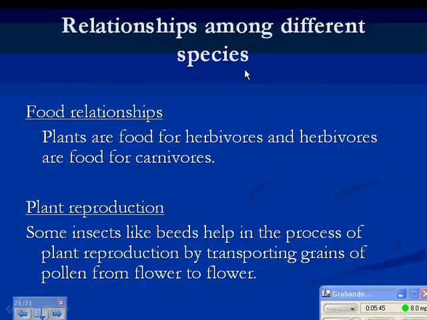Relationships among different species. Food relationships. Plants are food for herbivores, and herbivores are food for carnivores. And plant reproduction. Some insects, like bees, help in the process of plant reproduction by transporting grains of pollen from flower to flower.